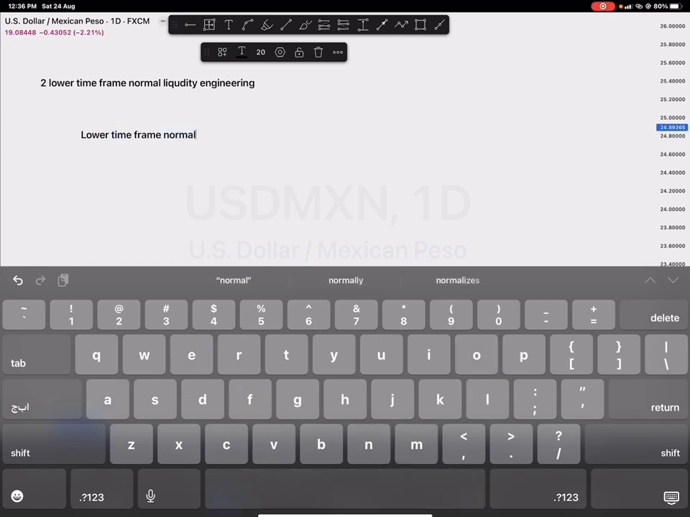lower time frame normal liquidity engineering is used for entry confirmations. It's used for entry confirmations and more, and sometimes more refinements.